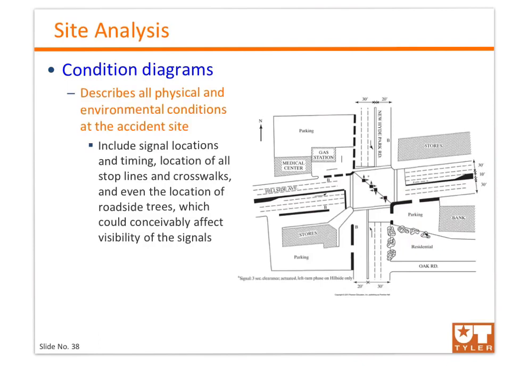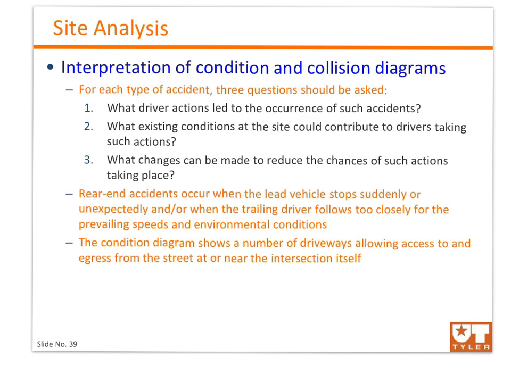That also can be a big effect on having rear end accidents. So based on taking a deep look into these two diagrams, I was able to sum up some conclusions, and I put them here. So how can you now interpret the condition and the collision diagrams?